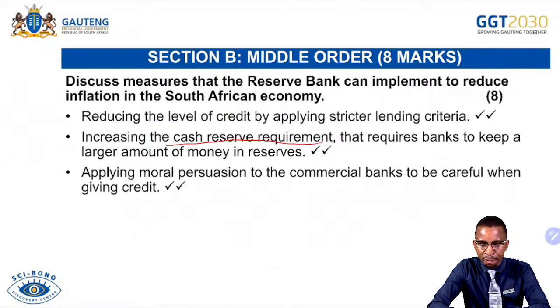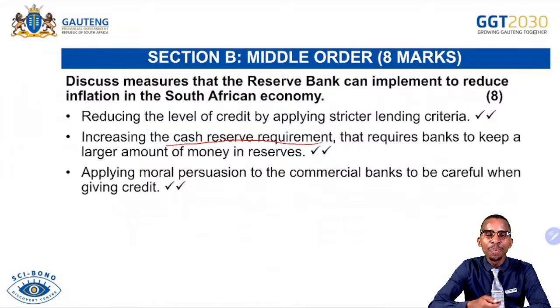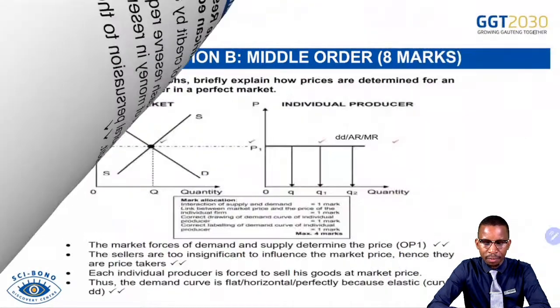Applying moral suasion has been mentioned: that's when the Reserve Bank intervenes by instructing commercial banks to tighten moral persuasion. There will be less credit creation, less demand for goods and services.